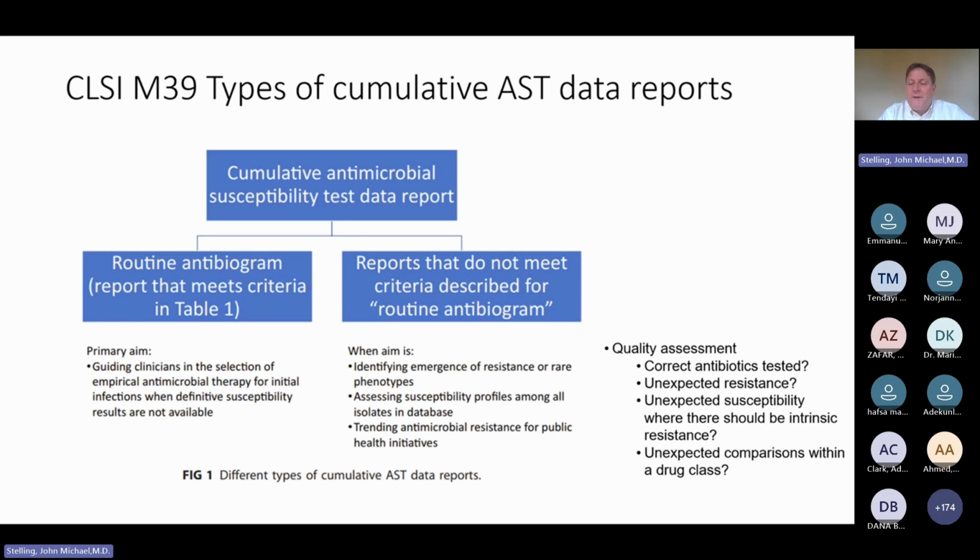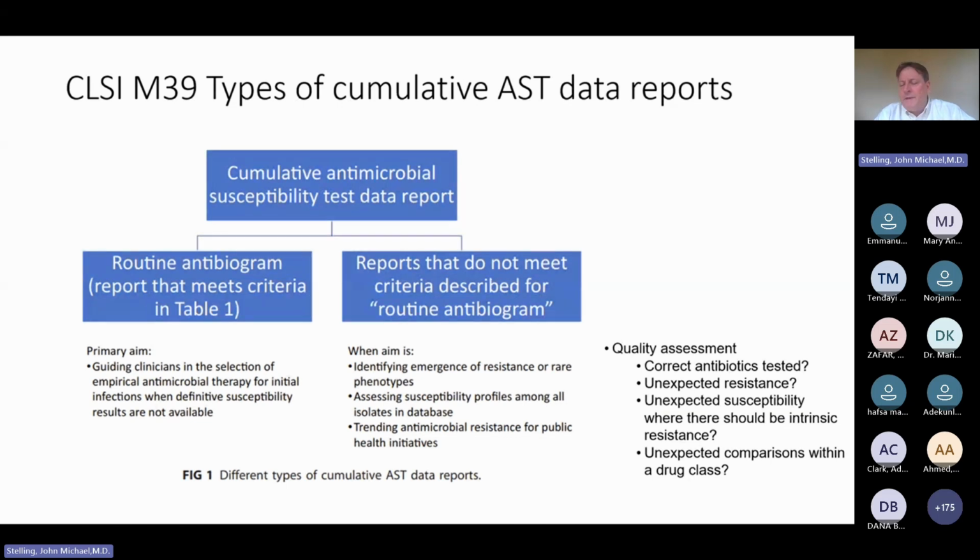And I also want to focus on another objective. The objectives on the left presume that you have good quality data. But an additional great value to antibiograms is trying to get an idea if the laboratory is having issues about quality of testing. Are they testing the correct antibiotics?